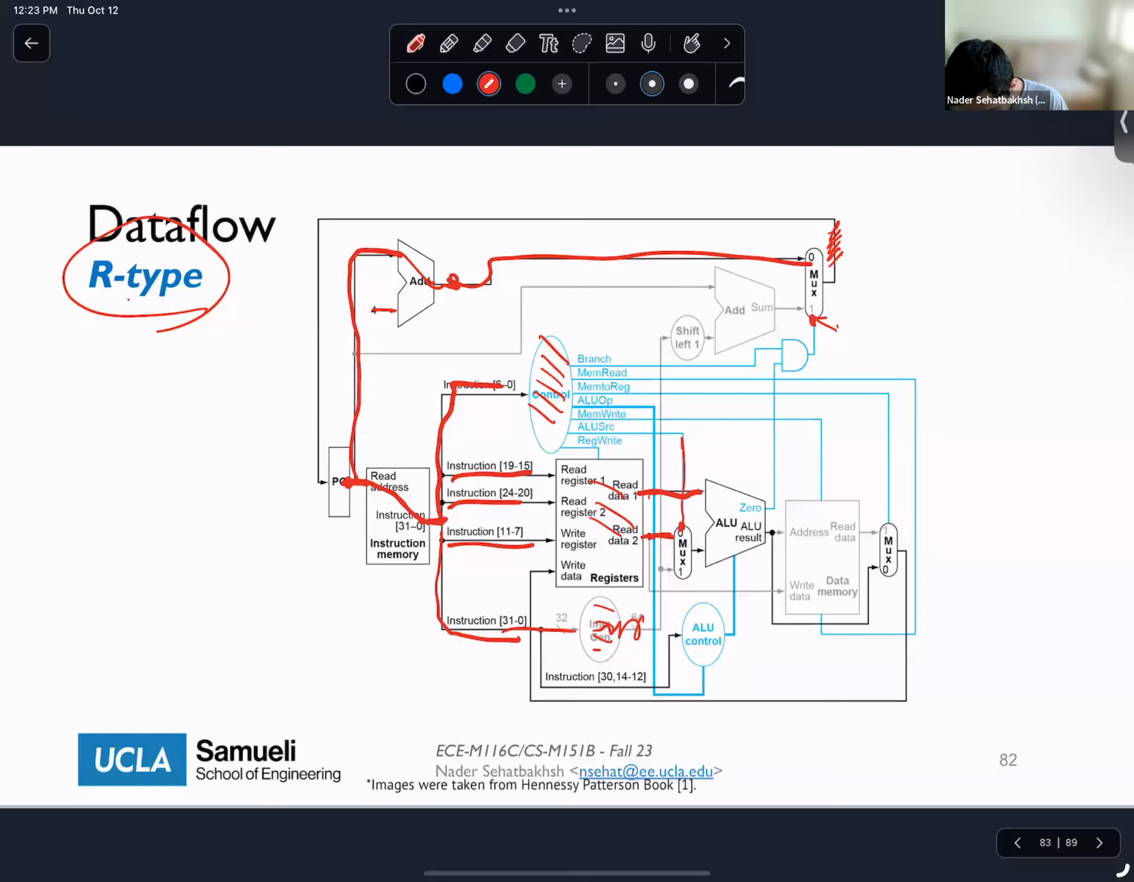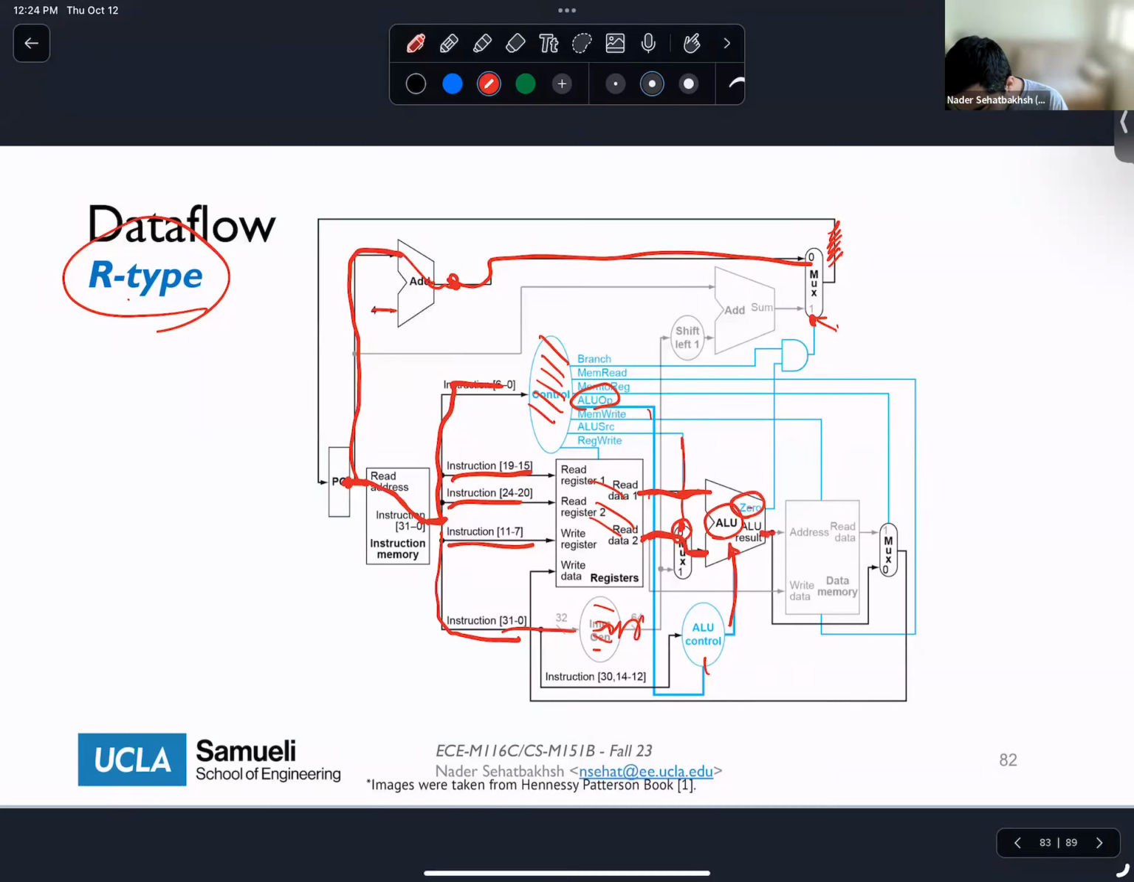So at this point, this ALU source is equal to 0. So we select this and get this. Then we have our ALU op generated, and our ALU control also gets the correct value. So our ALU now knows that it needs to do the R type. So we have add or subtract. We get this value here.